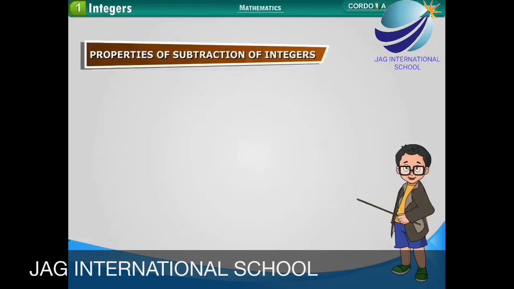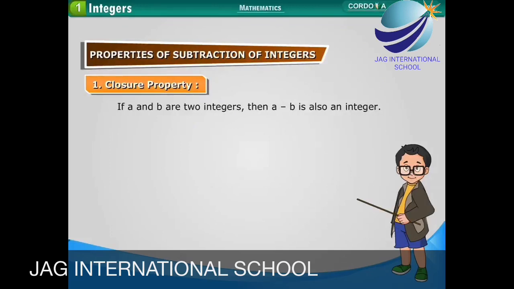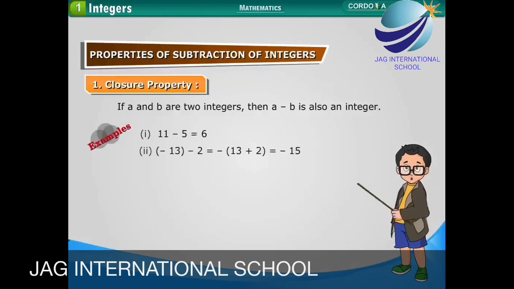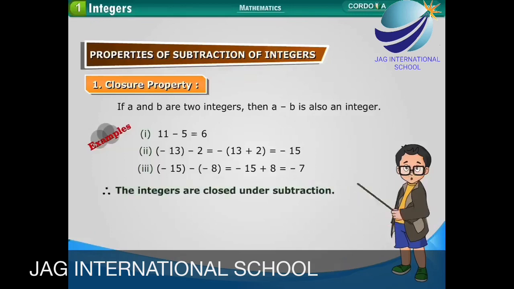Properties of subtraction of integers. Closure property: if a and b are two integers, then a - b is also an integer. Examples: 11 - 5 is equal to 6. -13 - 2 is equal to -13 + (-2), which is equal to -15. -15 - (-8) is equal to -15 + 8, which is equal to -7. Therefore, the integers are closed under subtraction.